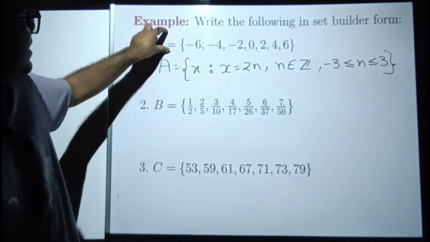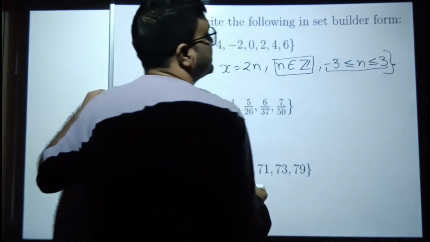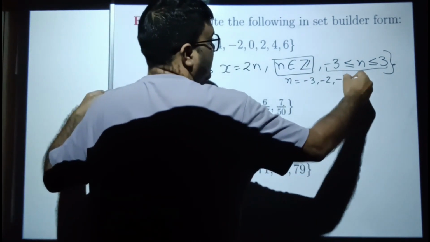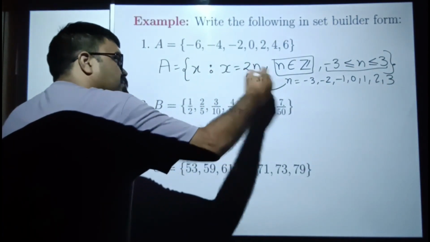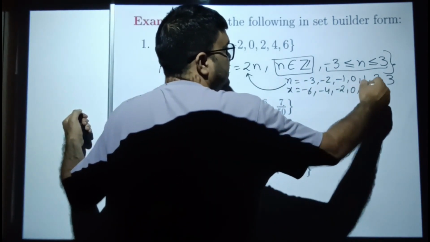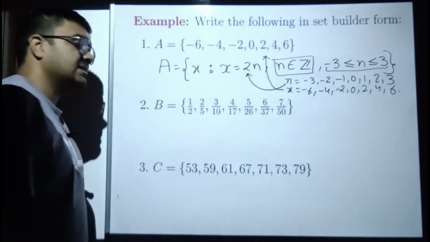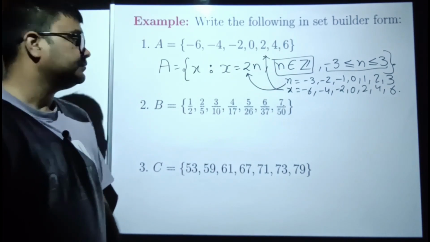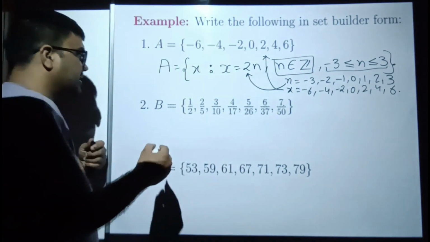So if this set is given and we have to write this, what are we going to do? We say n is an integer. What are the possible values of n? We can write n is equal to -3, -2, -1, 0, 1, 2 and 3. When you substitute these values here, the possible values of x you will obtain are -6, -4, -2, 0, 2, 4 and 6. And this is what the set A looks like. We have the elements of A in this form. Next we have the set B. Again we have to find some property which these elements are satisfying.